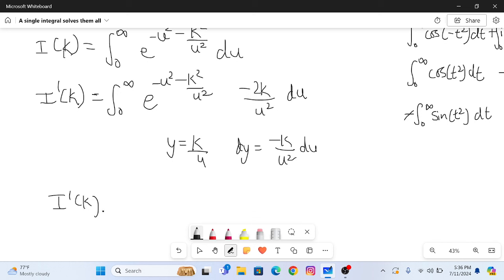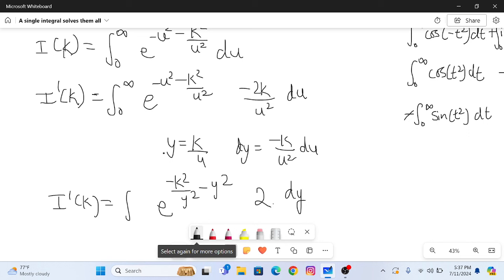I dash of k will be equal to the integral from 0 to infinity of e to the power, now u is k by y, so minus k square by y square, and then k by u is just y, so minus y square, and 2 remains as it is, and then minus k by u square du is dy. Now I'm missing something over here. The something is I haven't really changed the limits of integral, which I should have.